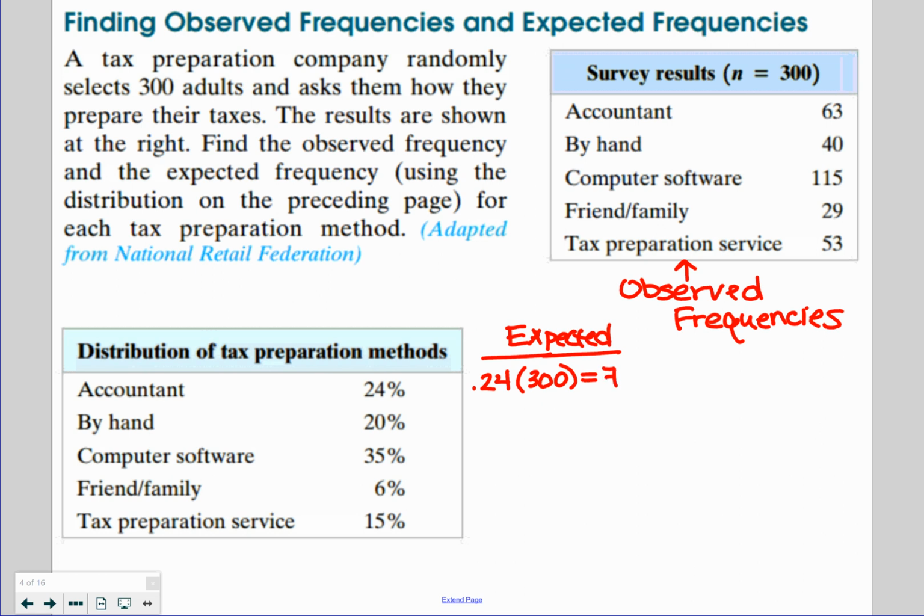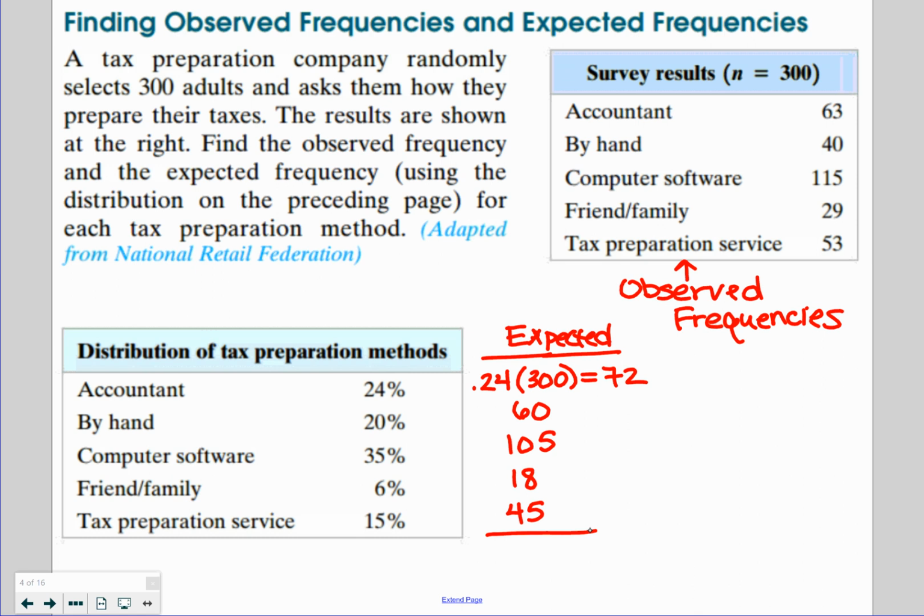You would expect that 72 people out of the 300 would use an accountant if 24% was the expectation. 0.2 times 300 is 60. 0.35 times 300 is 105. 0.06 times 300 is 18. 0.15 times 300 is 45.